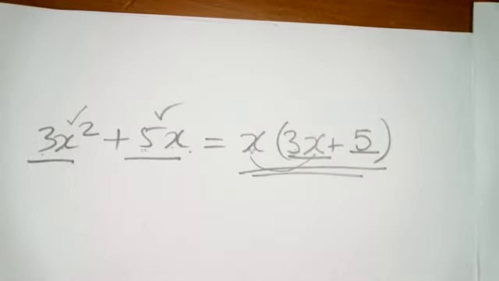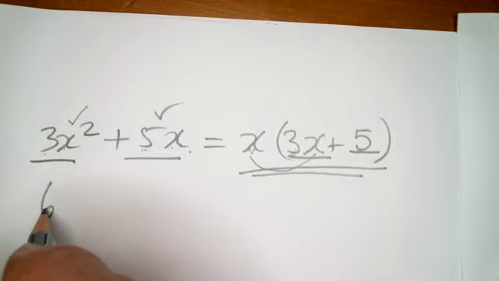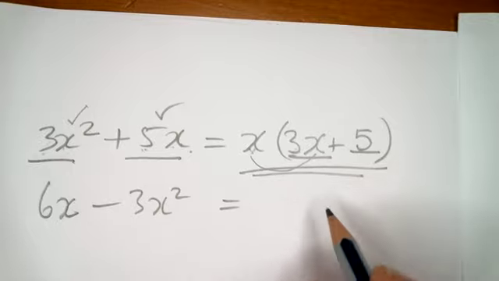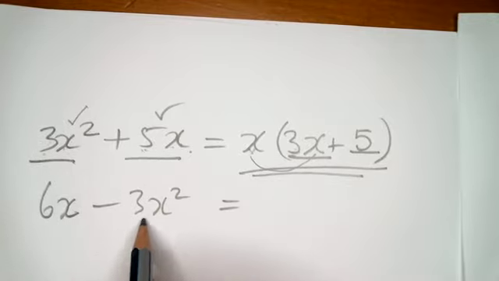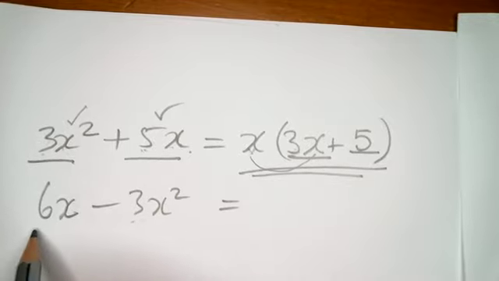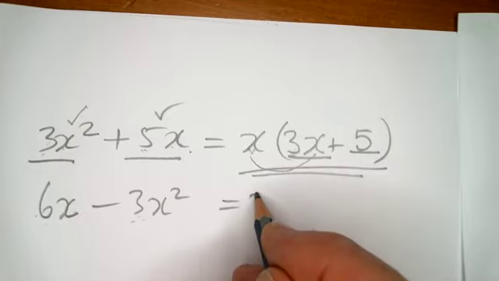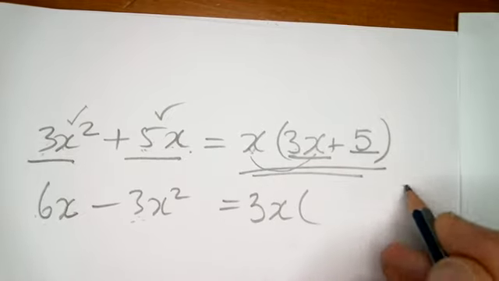All right, let's look at another one. What about, I've got 6x minus 3x squared. So again, I'm going to ask what's common to these two. But this time I'm noticing, well, I've got a 3 and I've got a 6, and 3 is actually a factor of 6. So I can write a 3 and an x outside the brackets.